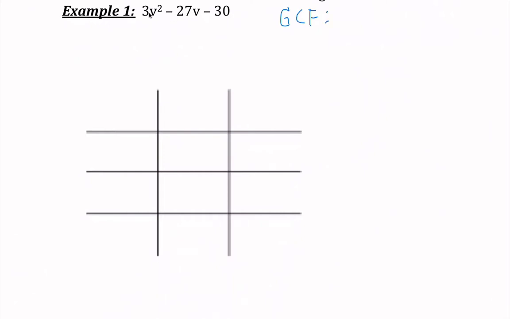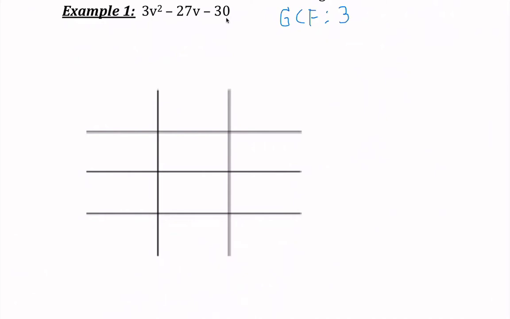Remember, you can always use your calculator, menu 25, and type in your two smallest numbers and it will help you figure it out. Just for time's sake, I know the greatest common factor between 3, 27, and 30 is a 3. And then I look for variables, v's. This 30 does not have a v, so v is not a common factor.